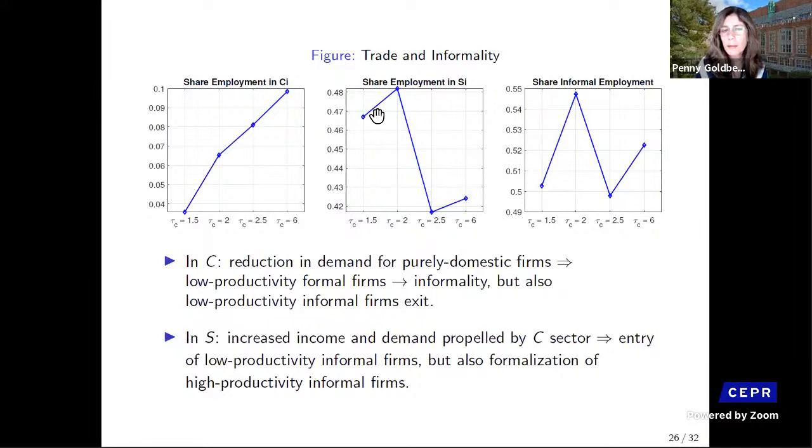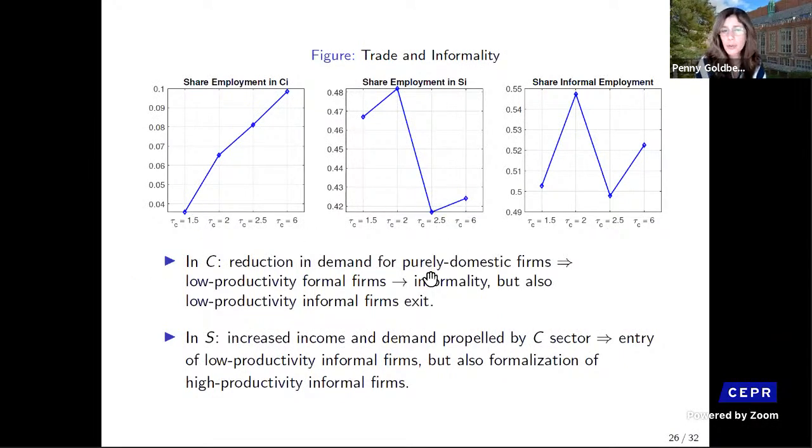Namely, as you liberalize, you increase the share of informality in the service sector, right? And so intuitively what happens here, I'll try to give you some intuition. As I said, there are many different forces operating. But in the manufacturing sector, what happens essentially is you have a reduction in the demand for purely domestic firms. So low productivity formal firms exit. And so that may increase informality, but at the same time, low productivity informal firms exit. And this second effect dominates. So you have massive exit of low productive informal firms, and that generates this pattern in the manufacturing sector.